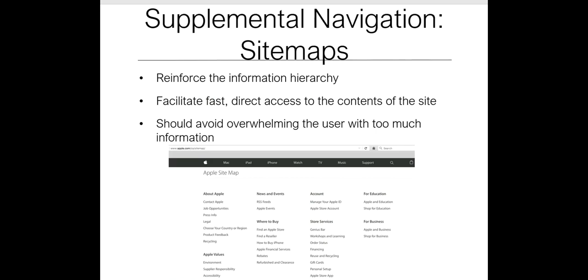In terms of supplemental navigation with sitemaps, this very much essentially reinforces the existing information hierarchy. It is, for all intents and purposes, showing you what the top-down hierarchy for a given website looks like and how it's been designed. And so in this particular case for the Apple website, it does provide initial information about Apple, news and events, where to buy, account, store services. But essentially it is another version of the hierarchy for the website.